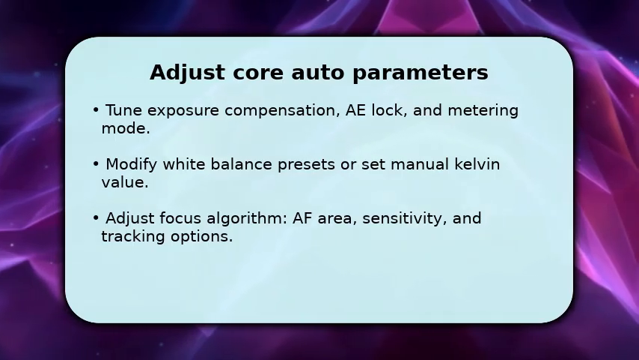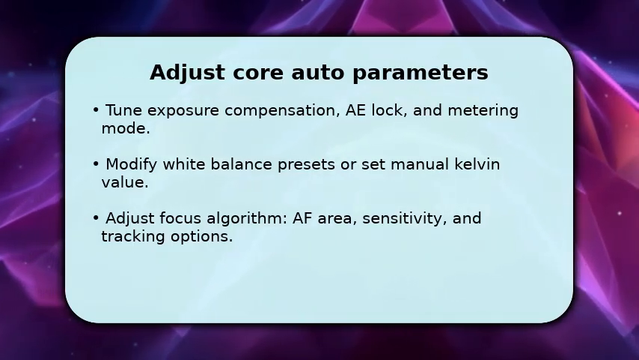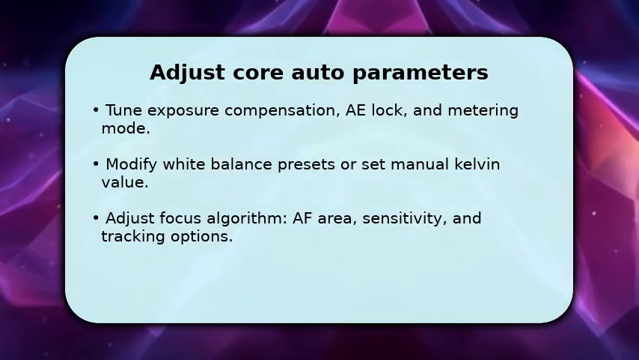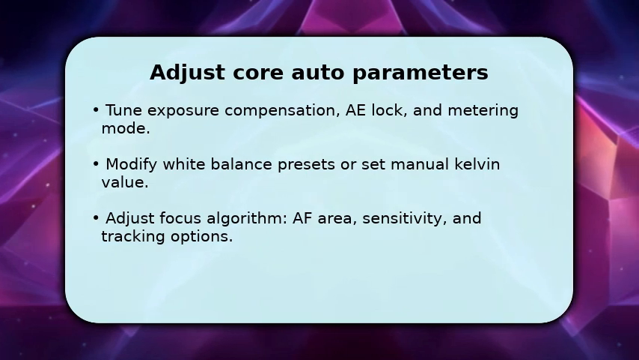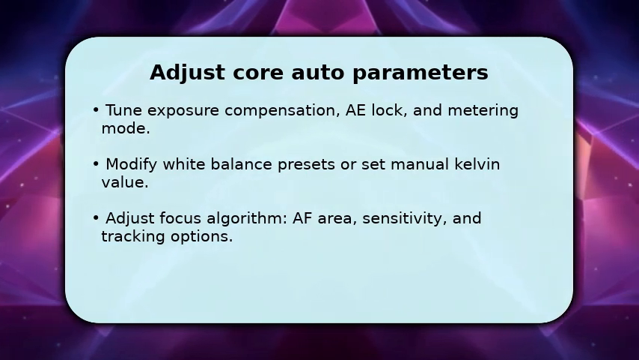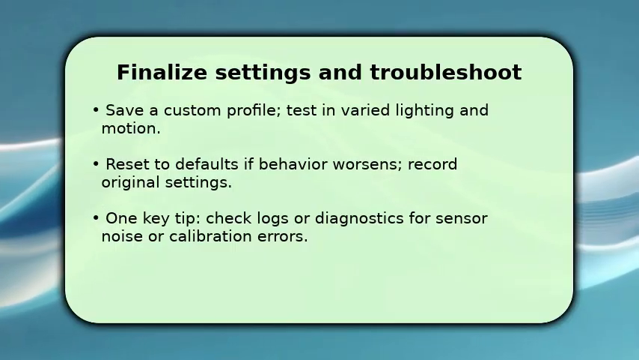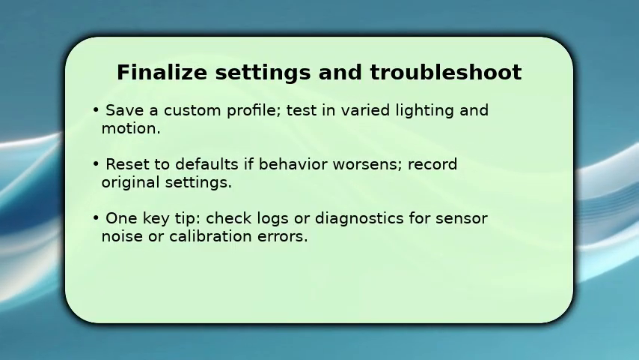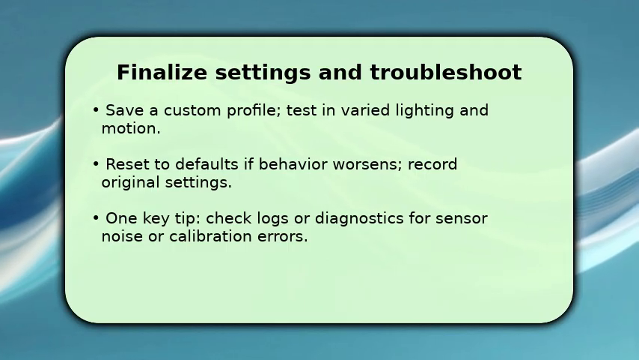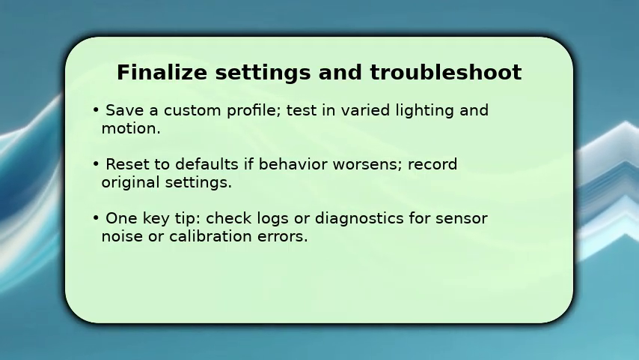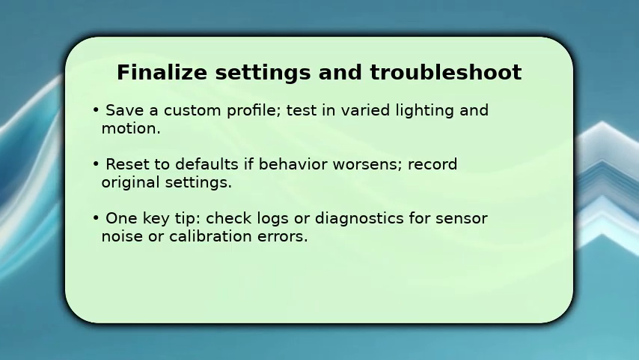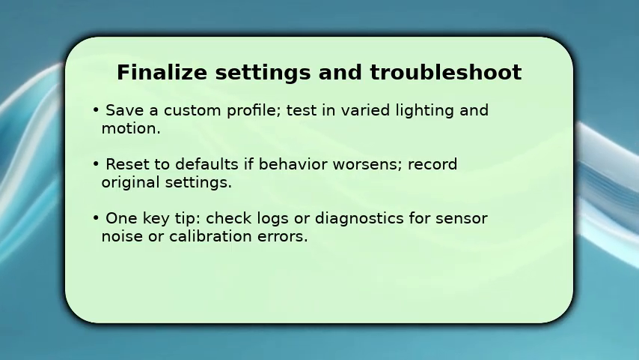As you tweak each value, run quick captures to confirm improvement. This iterative loop narrows the problem and prevents overcorrection. Finish by saving a custom profile once adjustments consistently produce correct frames, and test across different lighting and motion scenarios so the changes generalize. Make sure to document original settings before any major change. That makes safe rollback simple.